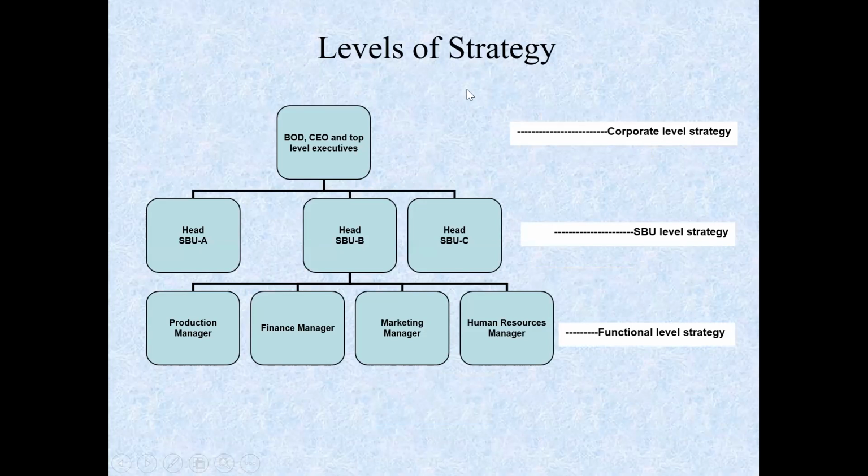In corporate level strategy, the members included are the board of directors, CEO, and top level executives. While making business unit level strategies, members included are the heads of certain departments, that is, after the board of directors, CEO, and top level executives. And at last, functional level strategies include the respective managers of respective departments, that is, after business unit level strategies.